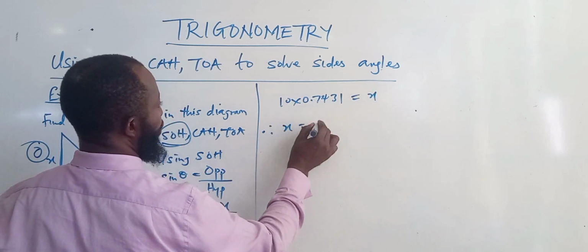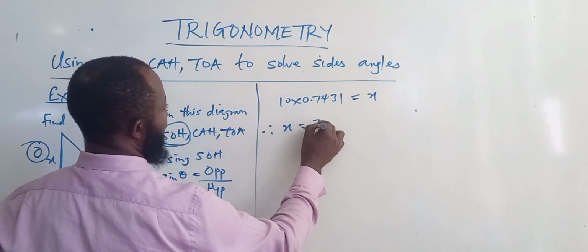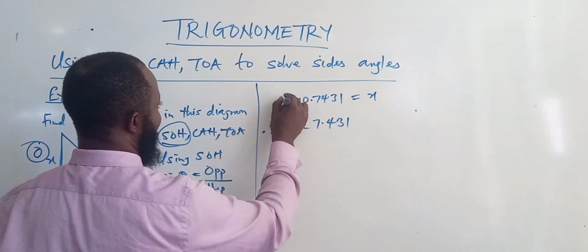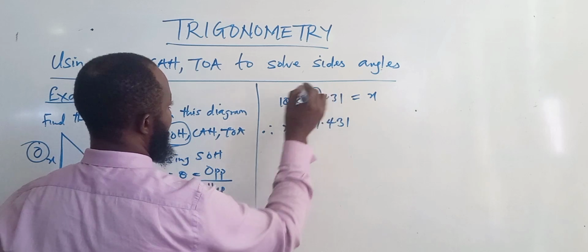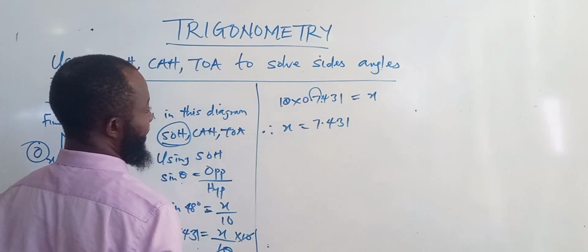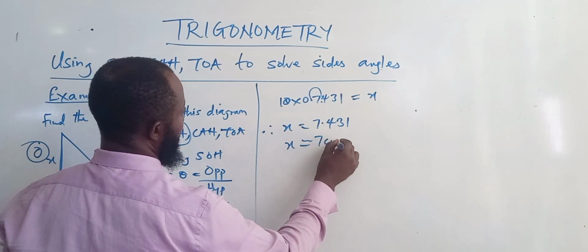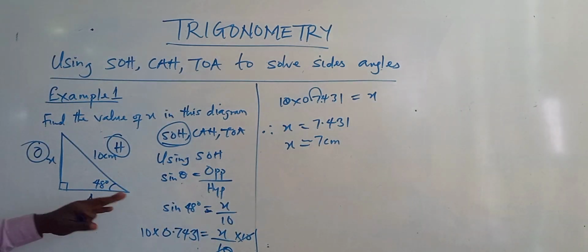Therefore, x equals, when you multiply this, to give you 7.431. Since you are multiplying by a power of 10, you just move this by one place. So it will go to this place. And you have, therefore, approximately x is equal to 7 centimeters. I hope this is clear.